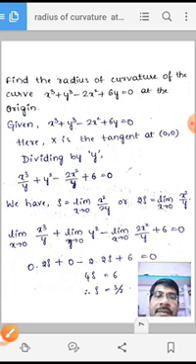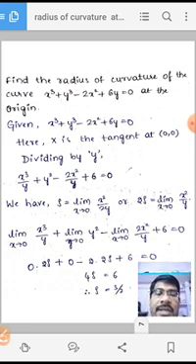Find the radius of curvature of the curve x cube plus y cube minus 2x square plus 6y is equal to 0 at the origin. Here x is the tangent at 0, 0. We are dividing by y. We are getting x cube by y plus y square minus 2x square by y plus 6 is equal to 0. The rho is equal to limit x tends to 0, x square by 2y. Here 2 rho is equal to limit x tends to 0, x square by y.